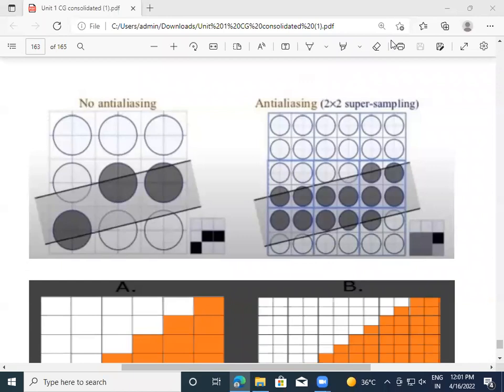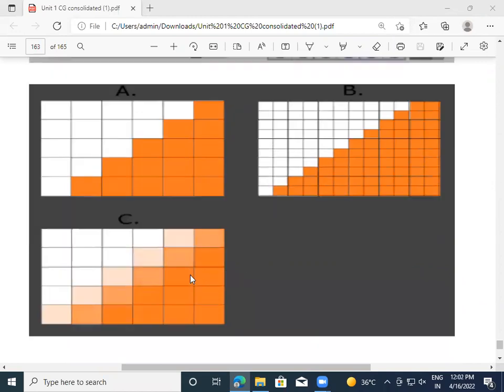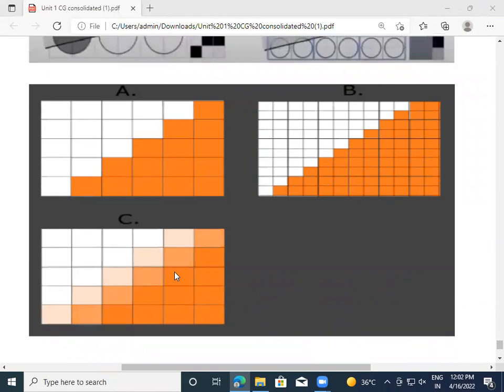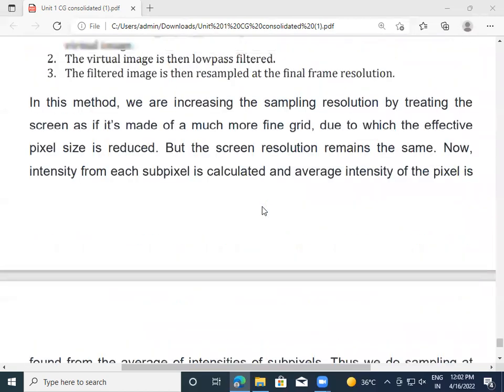So this is nothing but the effect of super sampling. Super sampling means scattering the image intensity among all the parts. This is the basic technique of super sampling. So what is the advancement in this, or how can we reduce the effect of aliasing by another technique, that is post filtering.